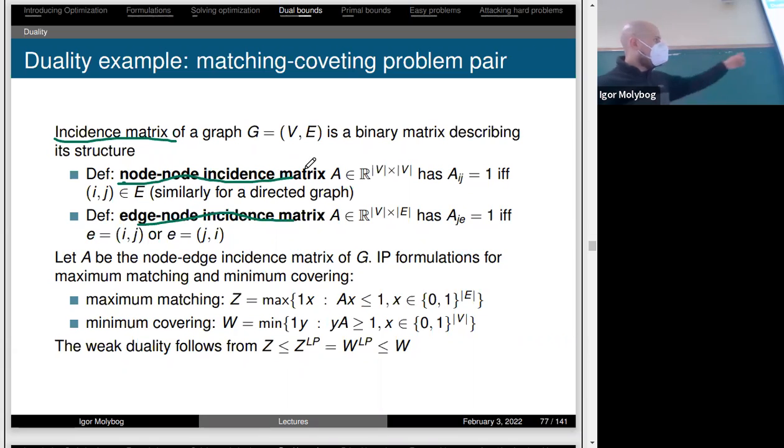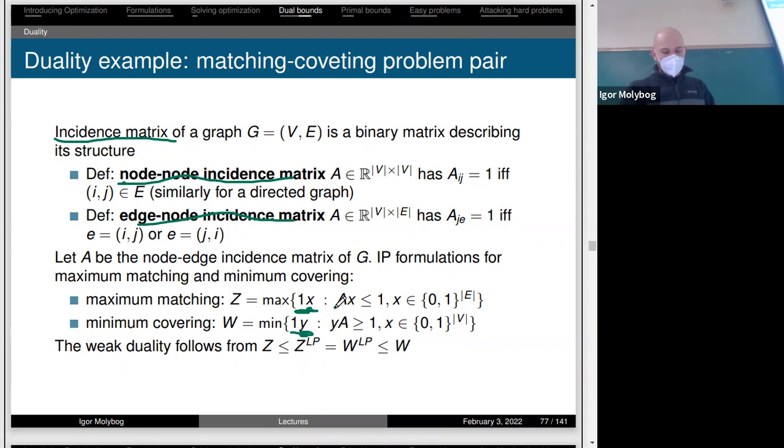So if you're given the node edge incidence matrix A of a graph G, then the following IP formulations for the maximum matching and minimal covering hold. In the first one, you have the vector 1 of 1s multiplied by x, which is counting the number of 1s in the vector x. The other objective function is constructed exactly the same way. We have the vector of y's indicating whether we have put a node into a covering or not, and the vector x indicating whether we have put an edge into the matching or not.